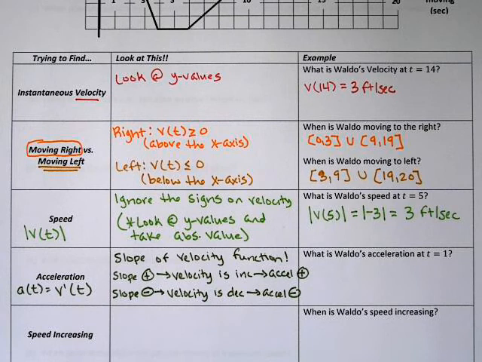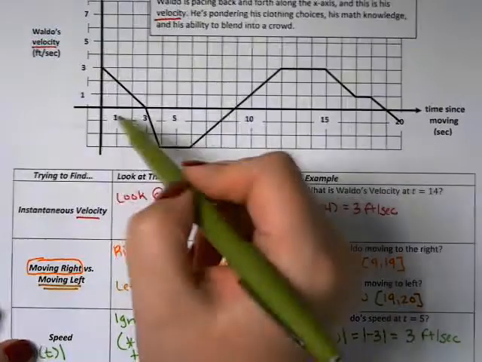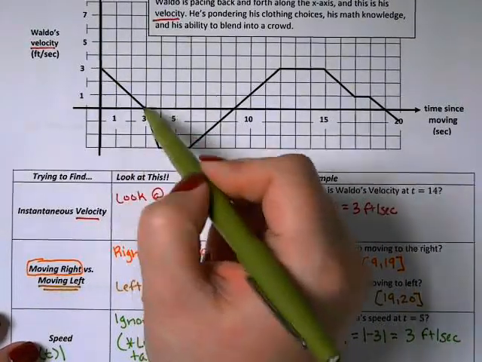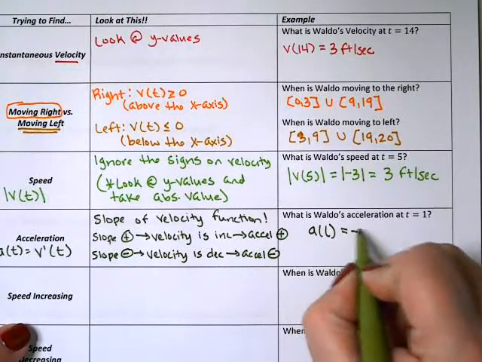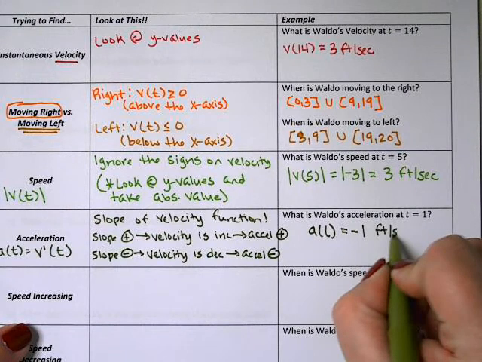So what is Waldo's acceleration at t equals 1? His acceleration at 1 just means find the slope at 1. If we go to 1 here, we can see that this is a constant slope of -1. So his acceleration is -1 feet per second squared.